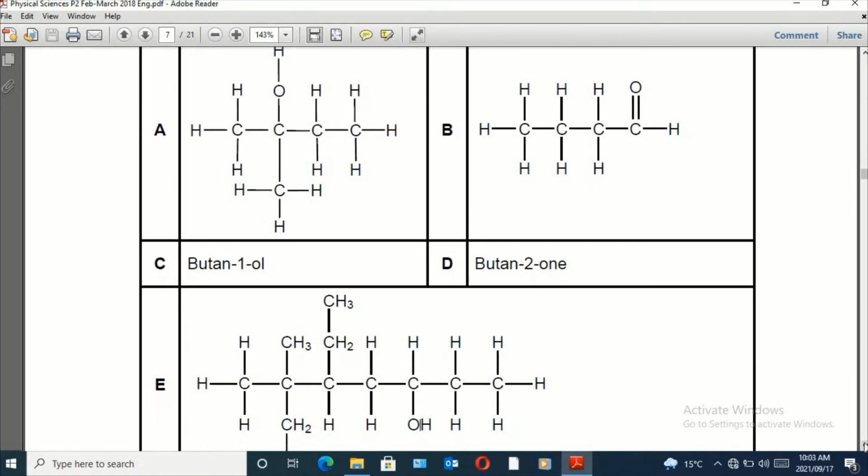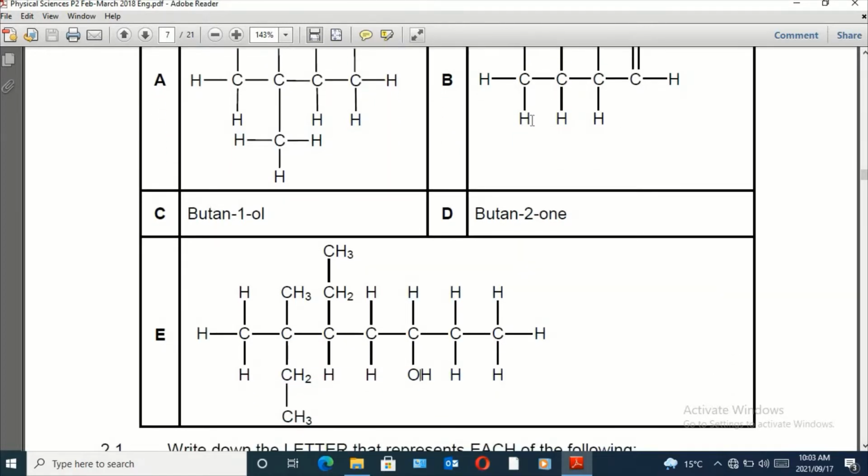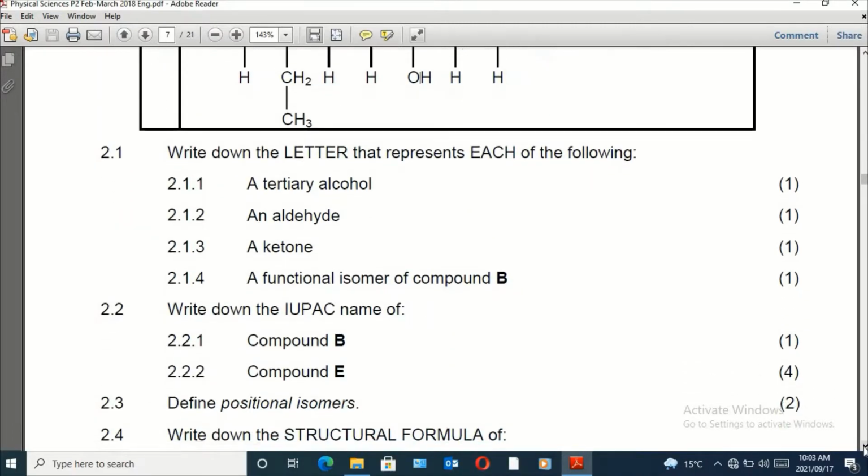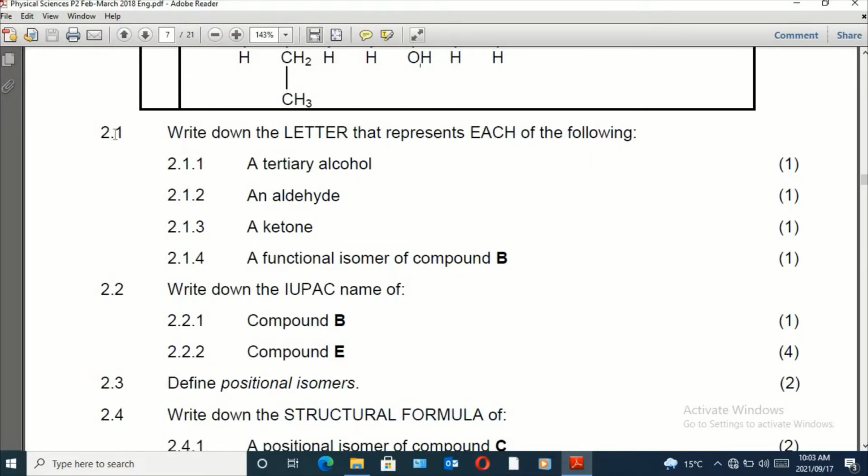And then we'll also learn about how to distinguish between aldehydes and ketones. Let me just move. And then our first task is to answer question 2.1, and it says to write down the letter that represents each of the following. So all this is just one mark, a single mark.